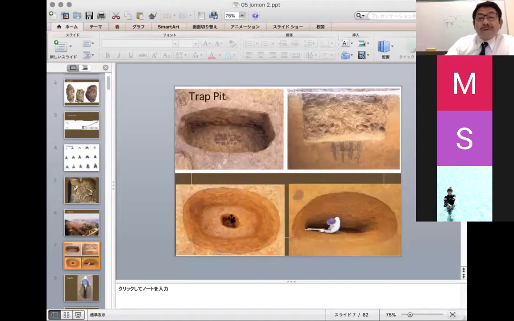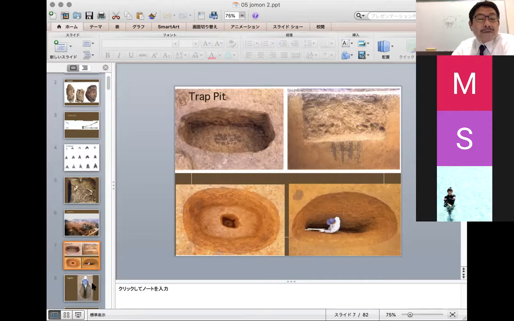And this one-pole type is also the same facility. Just one big pole, one big stick, is enough to prevent him from squatting and escaping from the pit. It's very, very smart. And there's another type of trap pit that we find a lot in German sites. And this is it. It's oval at the top, but it becomes narrower and narrower as you go down. And the bottom is one strip. It's not even a hole. It's just a narrow opening.